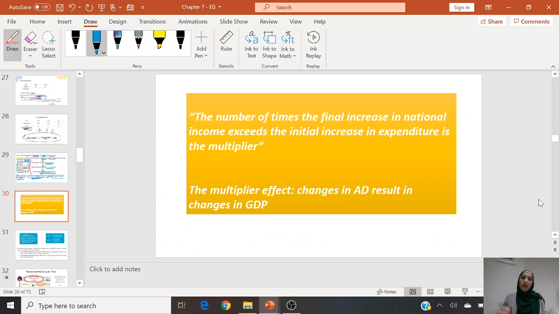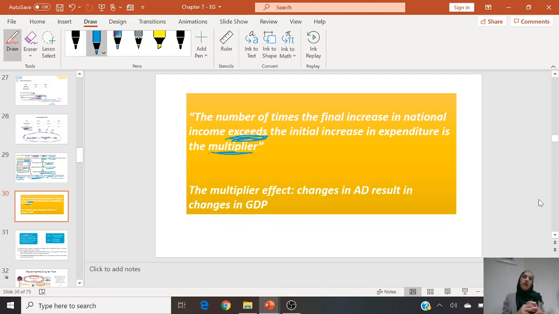Again, I need you guys to know this definition very well. The number of times the final increase in national income exceeds, that's the key over here, exceeds the initial increase in expenditure is called the multiplier. So what this is saying is that the final increase of national income should be more than the initial increase in expenditure or investment.